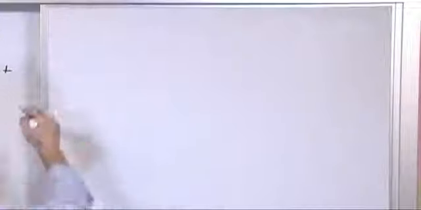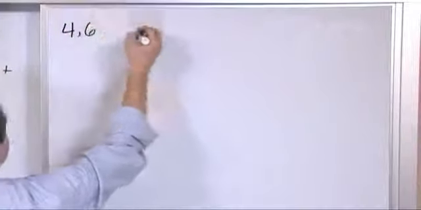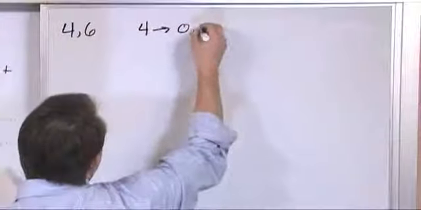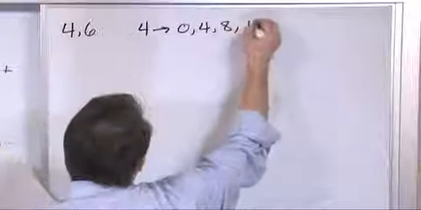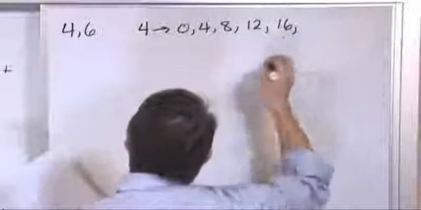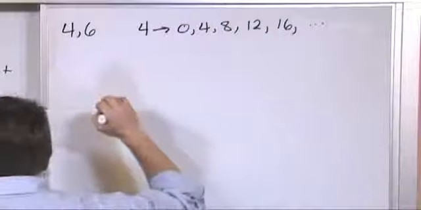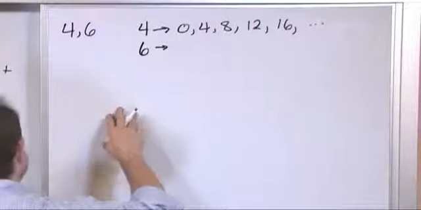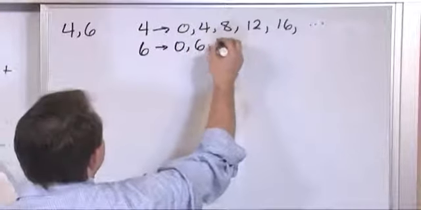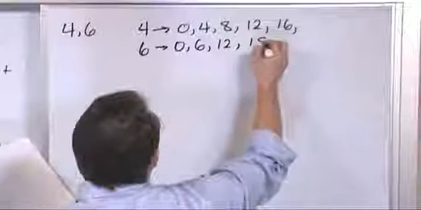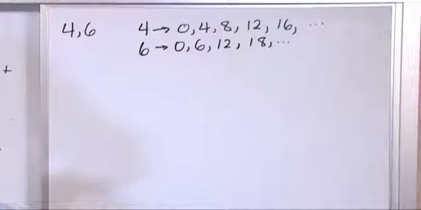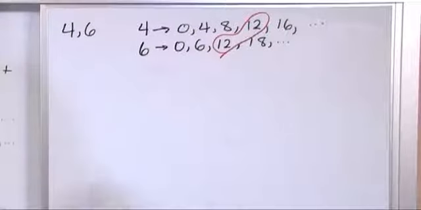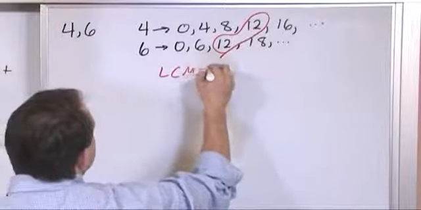Let's go ahead and find the least common multiple of the numbers 4 and 6. So for the number 4, we'll have 0, counting by 4s: 4, 8, 12, 16, and so on. I'll put dot, dot, dot there just to tell you that it goes on forever. For the number 6, we'll have 0, 6, 12, 18, and so on. You can keep on going. And we look for the smallest number common to both, which is 12. So the least common multiple is 12.